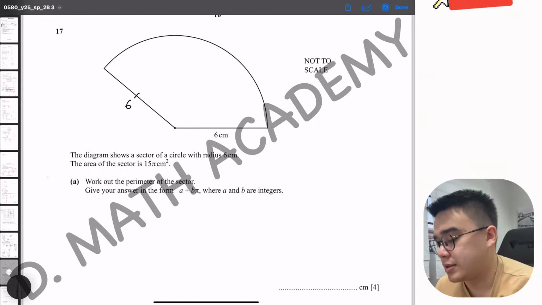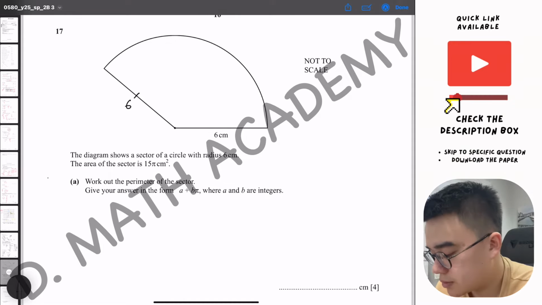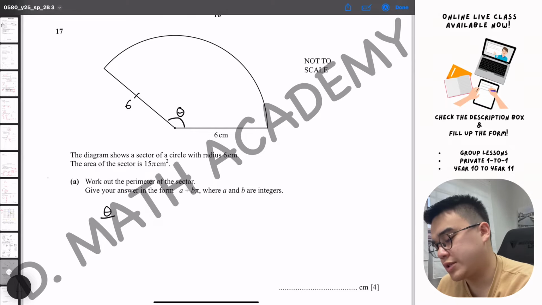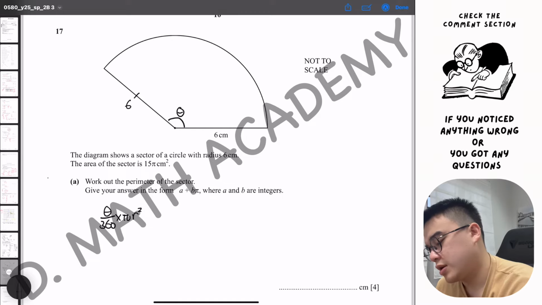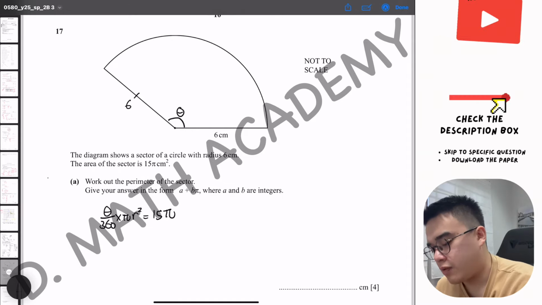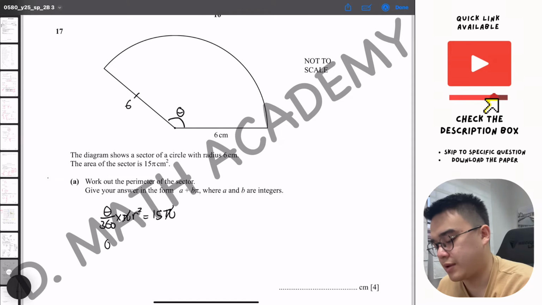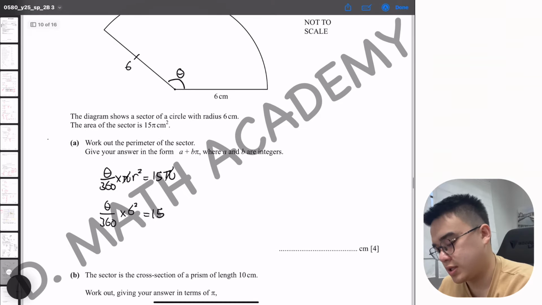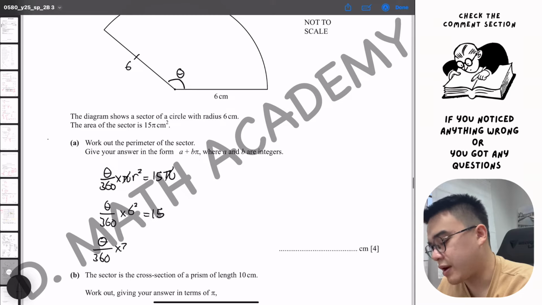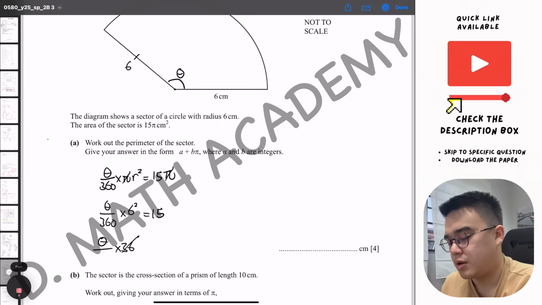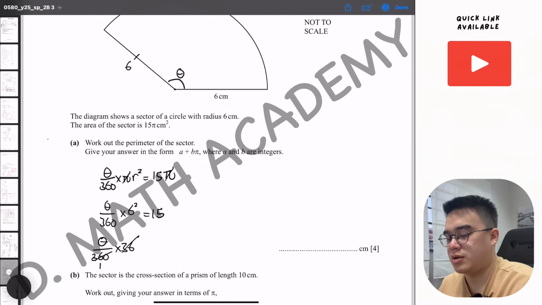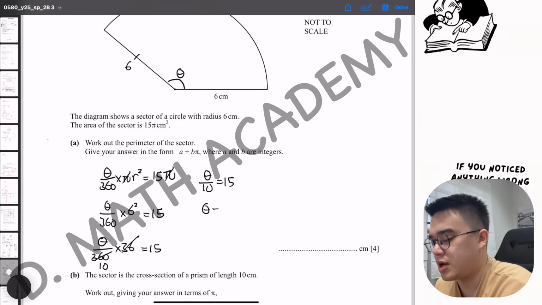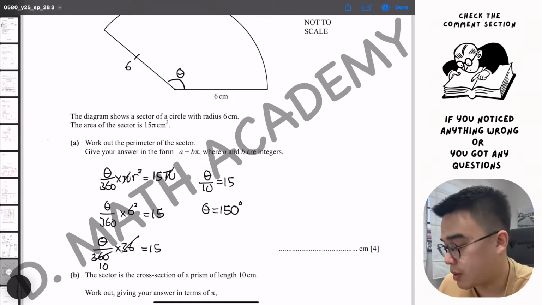And then time to find the angle. So angle over 360 times pi r square should be 15 pi. The pi will cancel off in this process, and our 6 square becomes how much? 36. 360 and 36 can be cancelled off, where you have a balance of 10 here. So theta over 10 is 15. You will know that theta is actually 150 degrees.